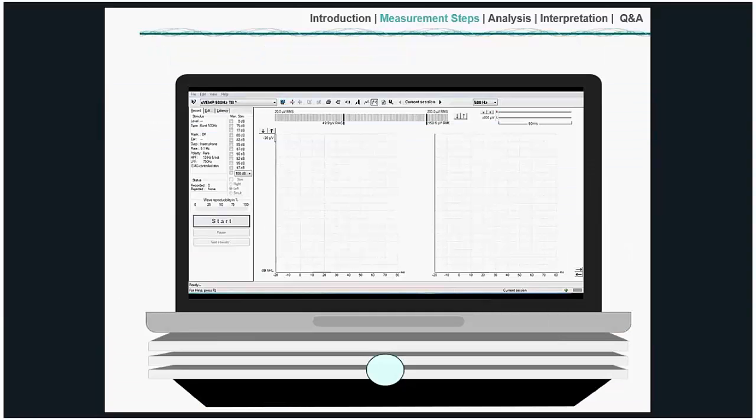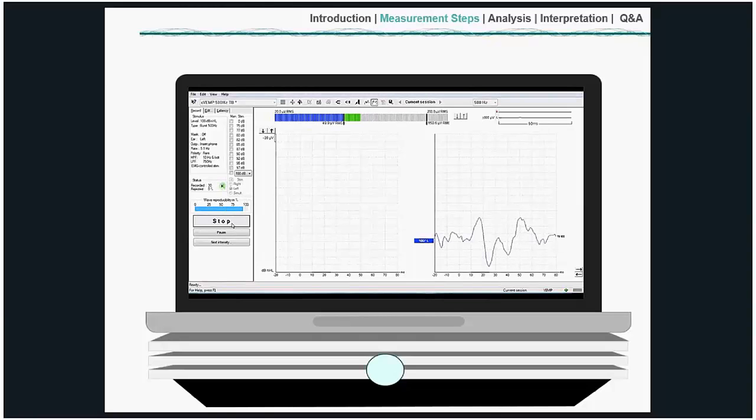So we are now in a position to actually record a measurement. What I'm going to do is play the video of a measurement being recorded. So here we go. In this example, we're choosing a stimulus of 100 dB, and we're going to start recording the VEMP on the left hand side.